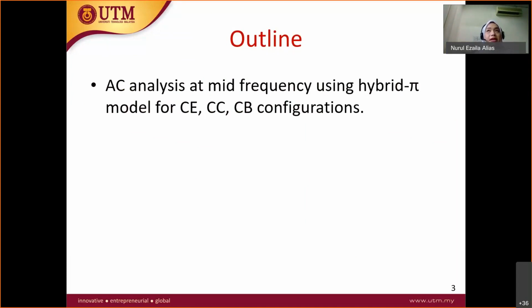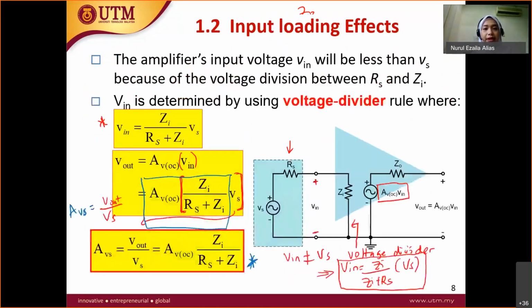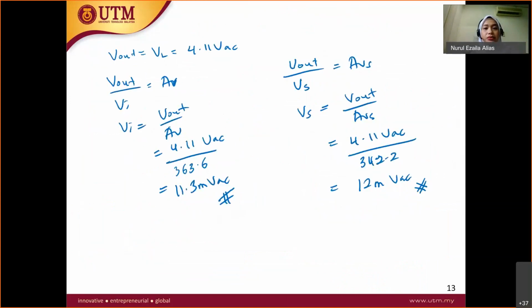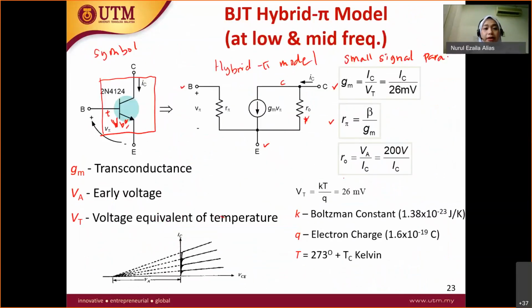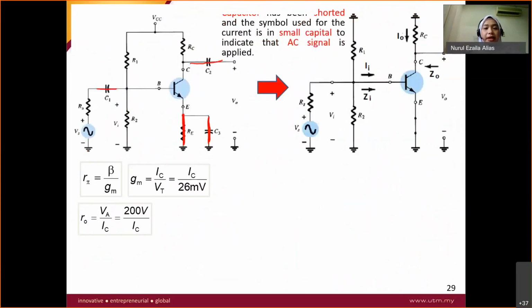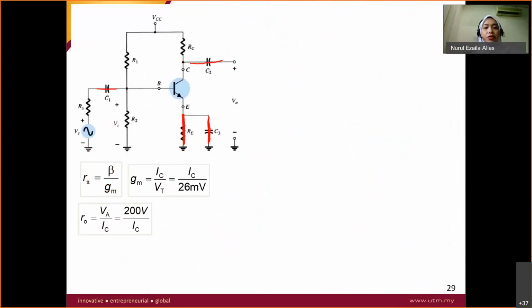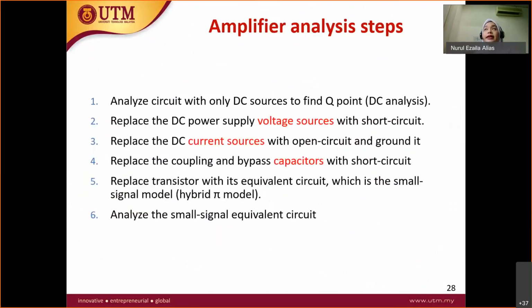So unbypass RE is quite complicated because you have to derive the input impedance at the base, and also the R out. Then there are the common collector and common base. So today we will look through the common collector and common base. Today I plan to do the derivation, and after I derive, I will go on to the example.